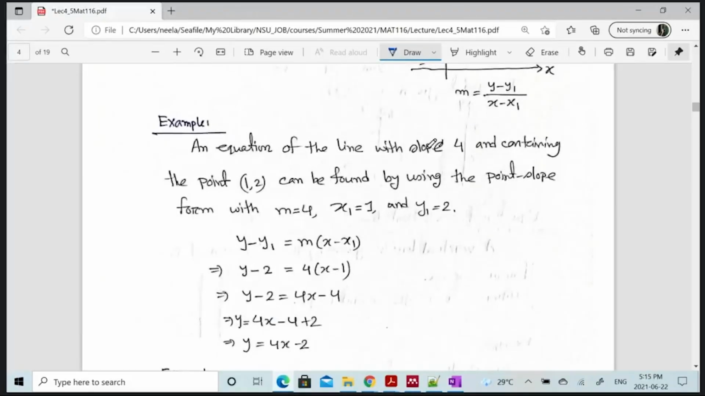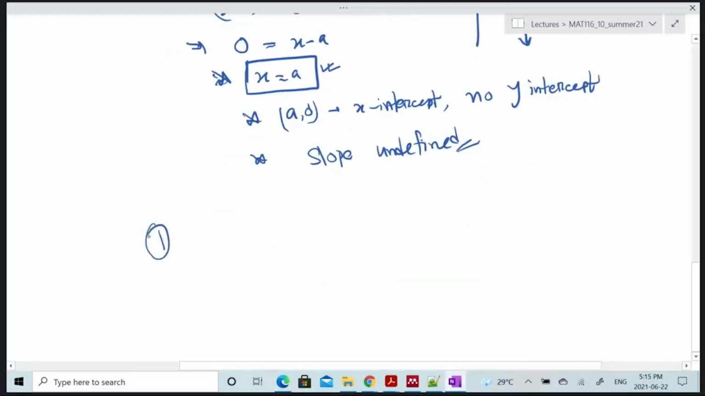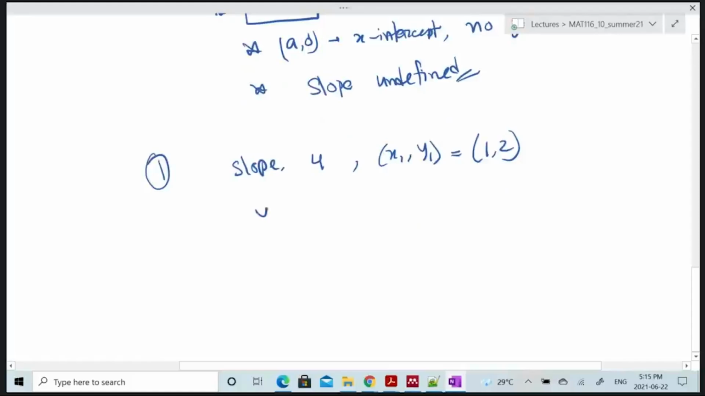Find the equation of the line with the slope 4 and containing the point (1, 2). So if we do it, the slope is given as 4 and the arbitrary point (x1, y1) is given as (1, 2), and we are supposed to find the equation of the line. So we use the formula y minus y1 equal to m of x minus x1.